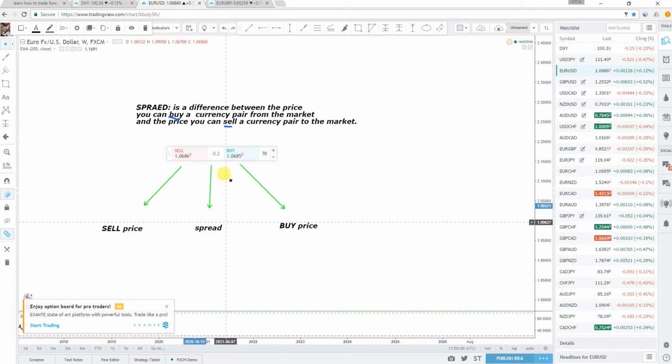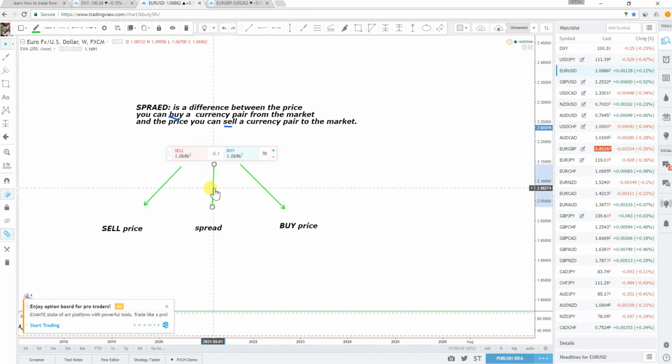And this is where the spread comes. The spread is the difference between this and this. So it's this minus this equals this. This is the spread. It equals, in this case, minus 0.1. It can be positive. It can be negative. It can be bigger than this. And it's calculated in pips, by the way, guys. This is 0.1 pip. Minus 0.1 pip.